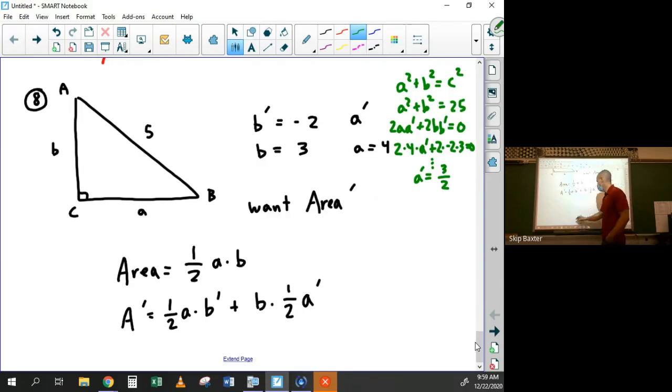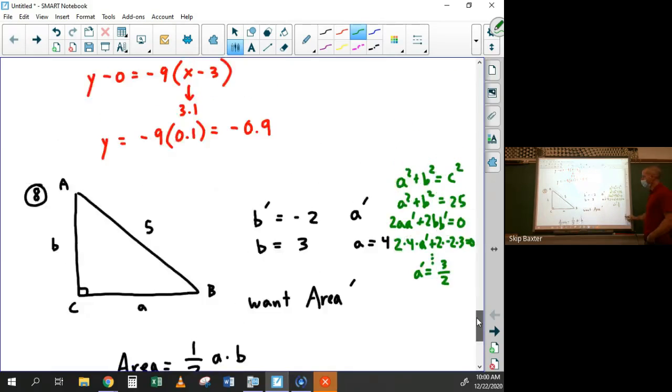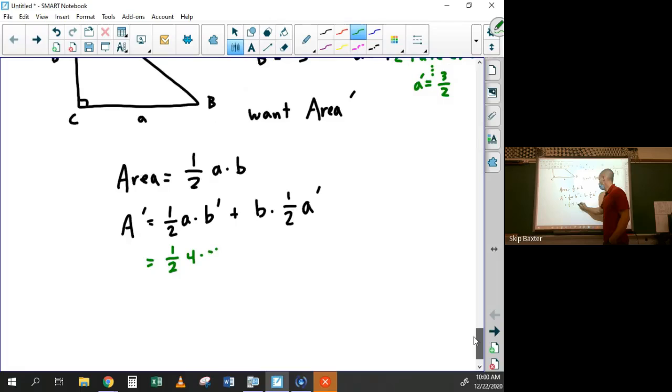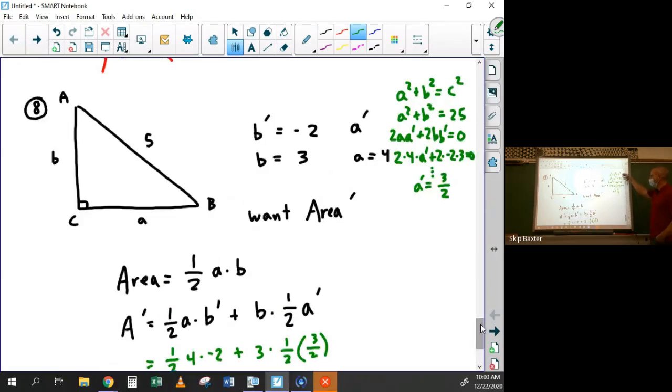So you end up getting 1/2 of 4 times negative 2 plus 3 times 1/2 of 3/2. And if you combine all that stuff, it ends up being negative 7/4. So this was a little bit challenging just because you had to do another related rates problem in order to find the rate that you wanted to find.